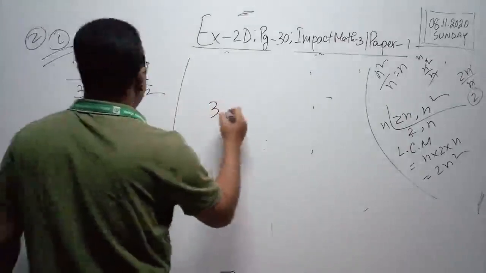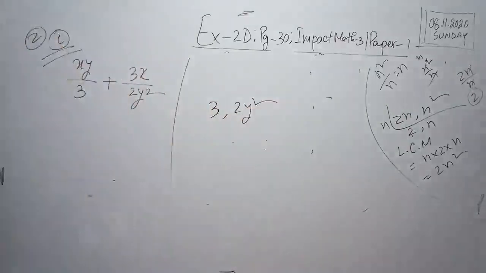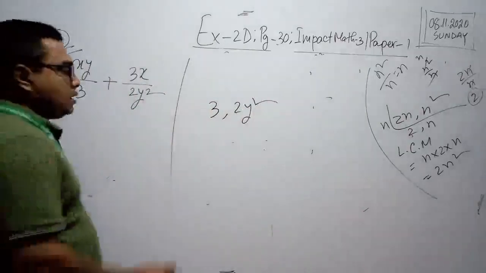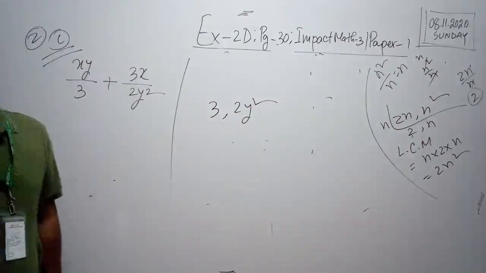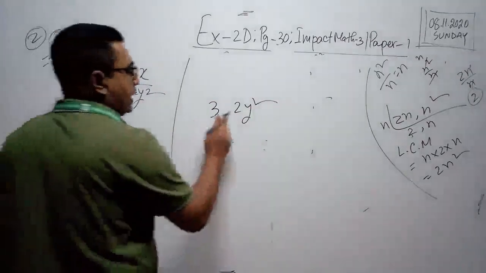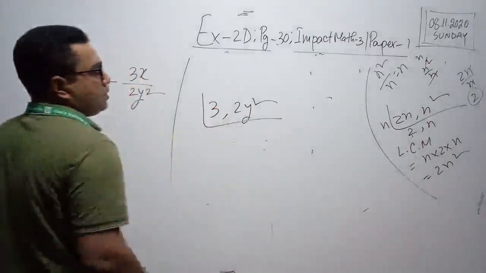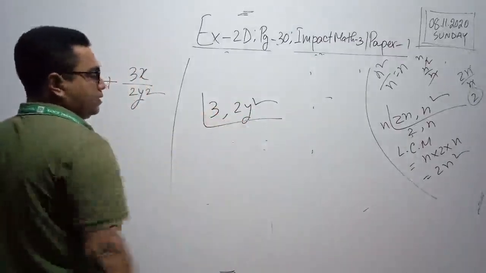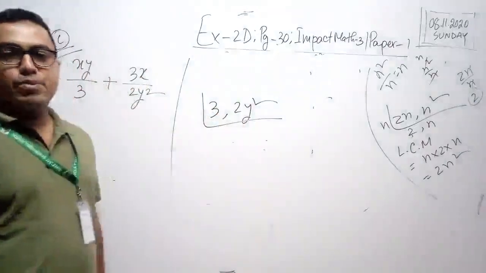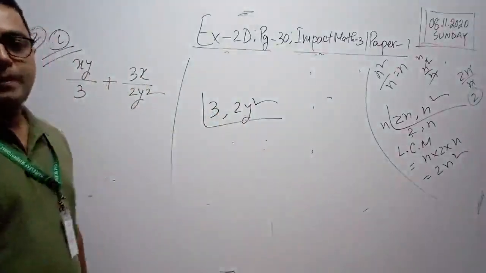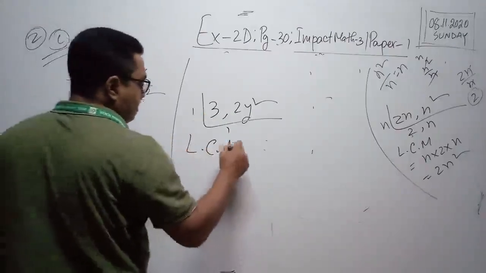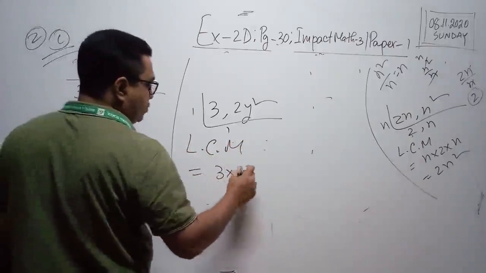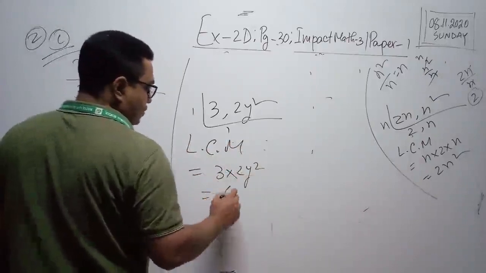Okay. Which one is common? 3 and 2y square. Here we have 3 and there 2y square. Except one, do you have anything common? No. Here only one is common. So the LCM must be 3 and 2y square, so 6y square.